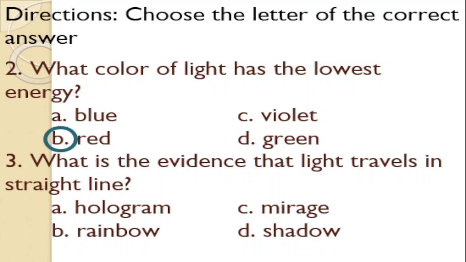What is the evidence that light travels in a straight line? From what I've mentioned a while ago, what should be the answer for question number 3? Is it hologram, rainbow, mirage, or shadow? If your answer is shadow, then you are correct.